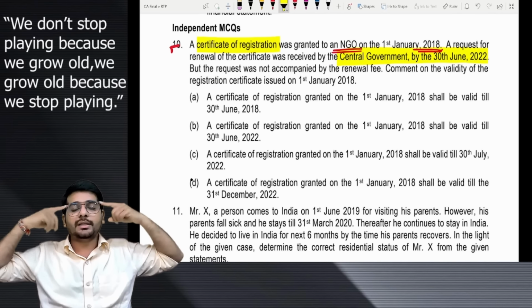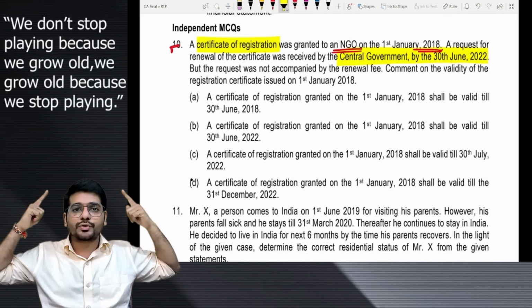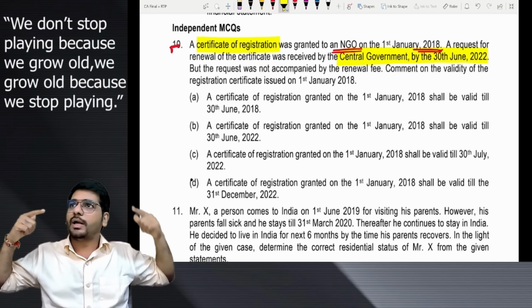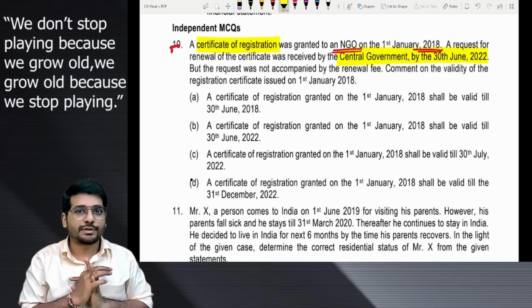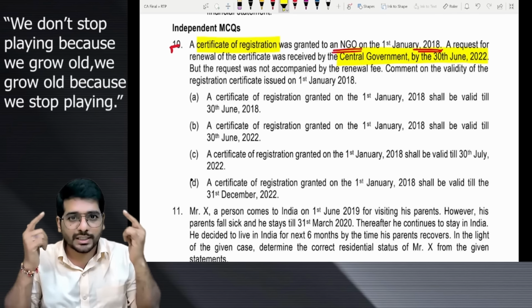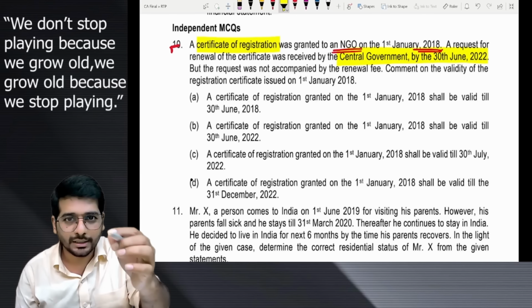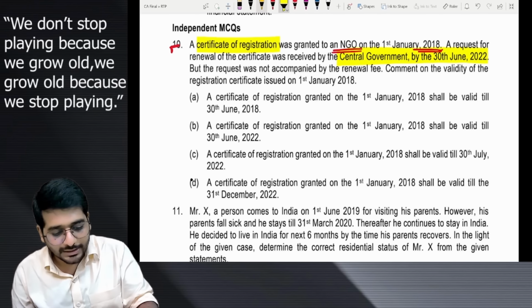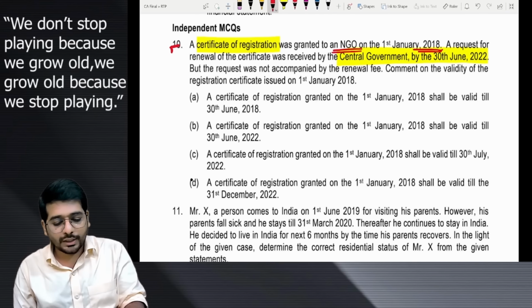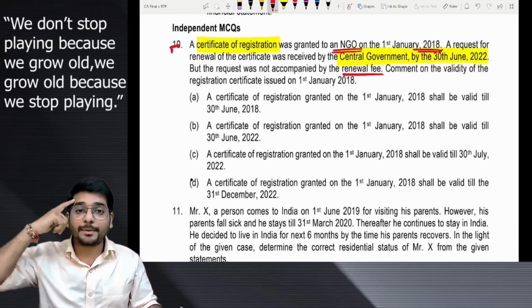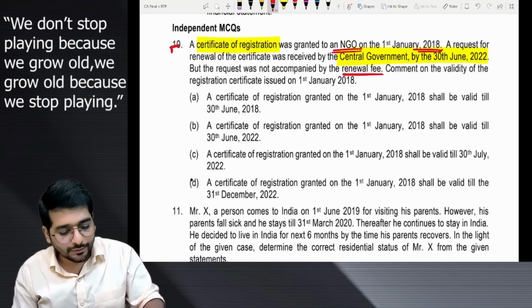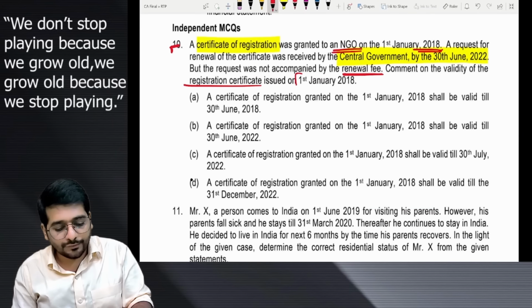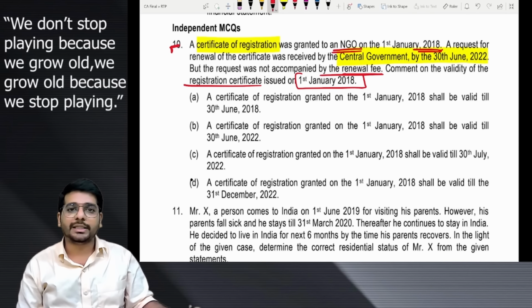Now, when you read this line, fast calculation should start in your mind. Renewal is required under which chapters? Under which chapters do we talk about renewal of the registration certificate? Okay, fast. Does it strike anything? Think, I will tell you. Yes, but the request was not accompanied with the renewal fee. Which chapter talks about renewal certificate with renewal fee? Comment on the validity of the registration certificate issued on the 1st of January 2018.